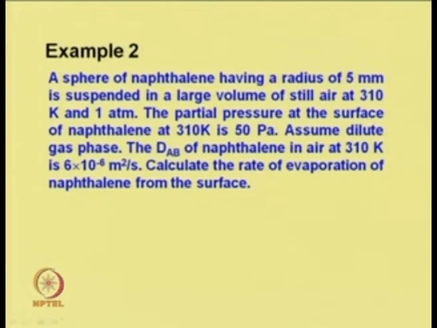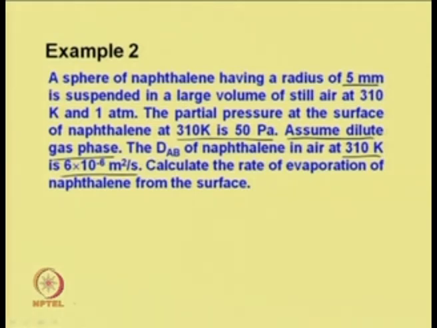A sphere of naphthalene ball having a radius of 5 millimeter is suspended in a large volume of still air at 310 Kelvin and 1 atmosphere pressure. The partial pressure at the surface of naphthalene at 300 K is 50 Pascal. Assume dilute gas phase. And the DAB of naphthalene in air at 300 Kelvin is given 6 into 10 to the power minus 6 meter square per second. Calculate the rate of evaporation of naphthalene from the surface.